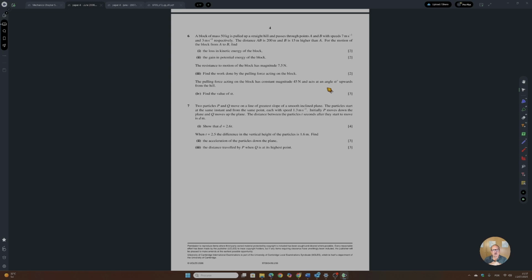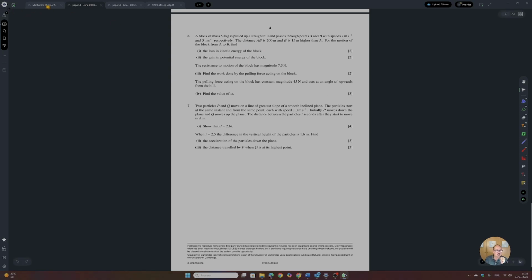For the motion of the block from A to B, find, in the first question, the loss in kinetic energy of the block, and the second one, the gain in potential energy of the block. My hint to you is every time you have a question like this, in whatever part of the mechanics exam, just do a diagram. You already know this. A good diagram is half of the question, right?